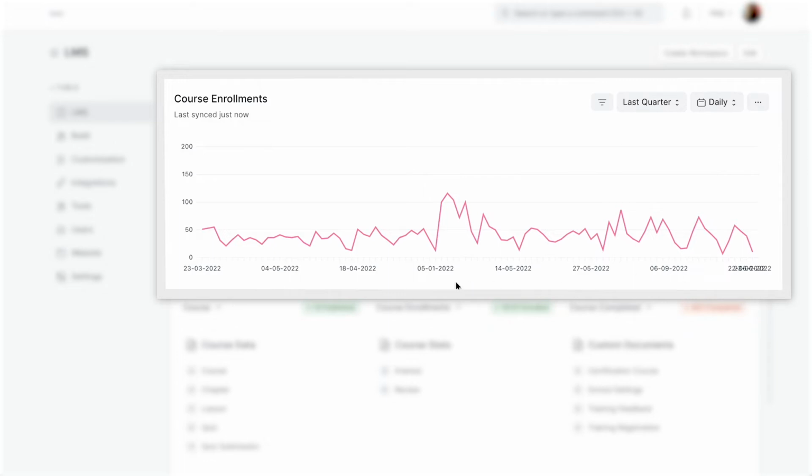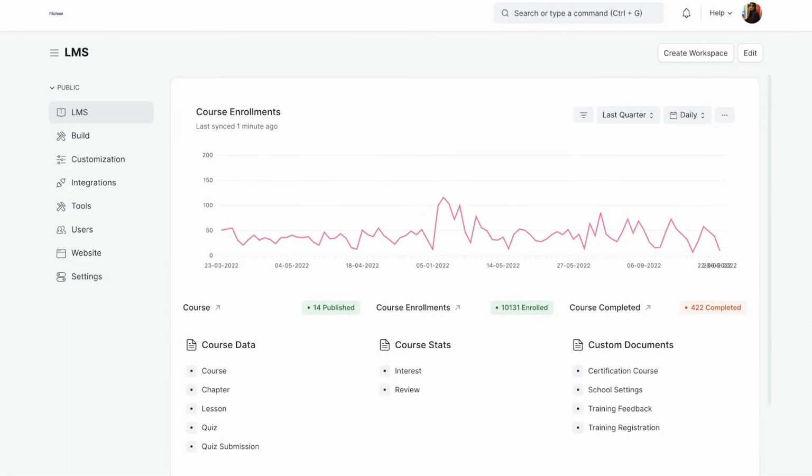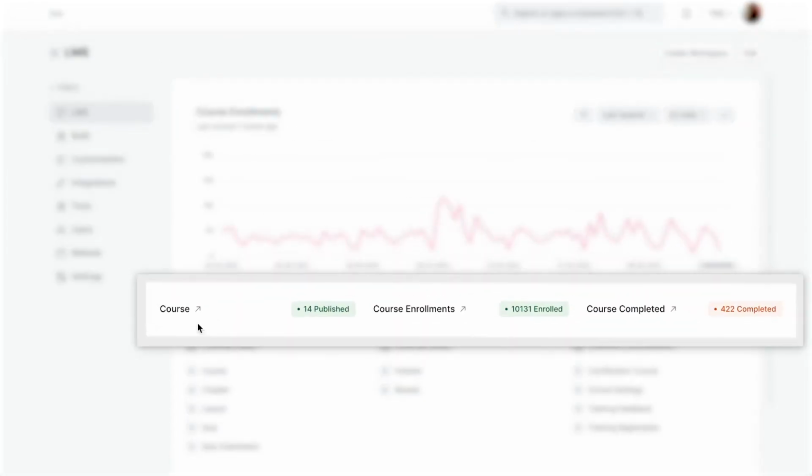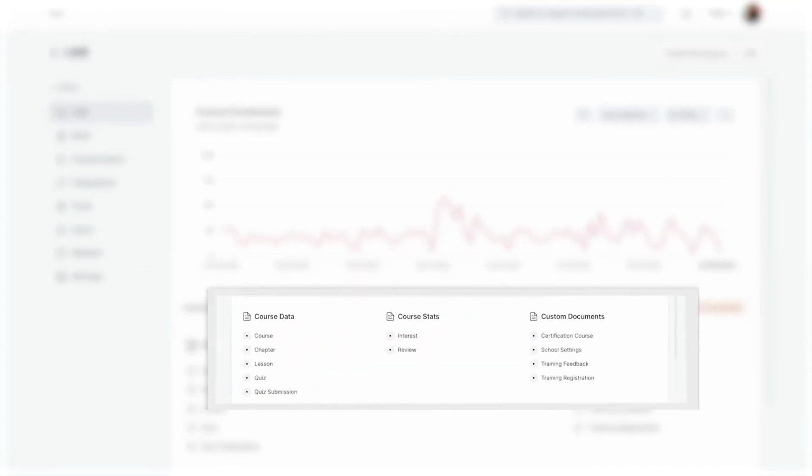At the top, the workspace has a chart that shows the daily count of course enrollments on the LMS. You can hover over the chart to see the details. Then, below that are some figures like the number of courses published, the all-time number of course enrollments, and the number of users who have completed the course they enrolled for.